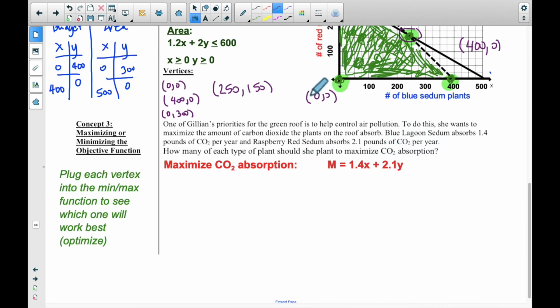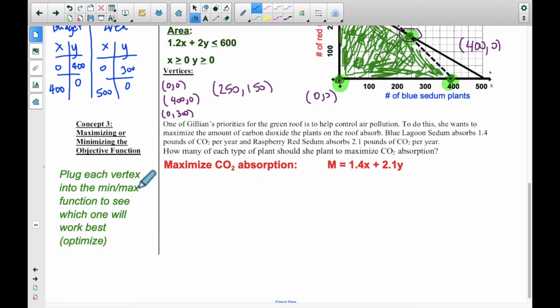Let me give you one other hint here, and this kind of goes with the previous part. If you're not sure what the variables are, you look for this last sentence that says how many of whatever should she do. It's how many of each plant. So that is another way to know which one is your X and Y, is the type of plants. Okay, so her goal here is to maximize CO2 absorption with this equation, because she knows that this is how much each one absorbs per year, and so this is the equation we're going to use.